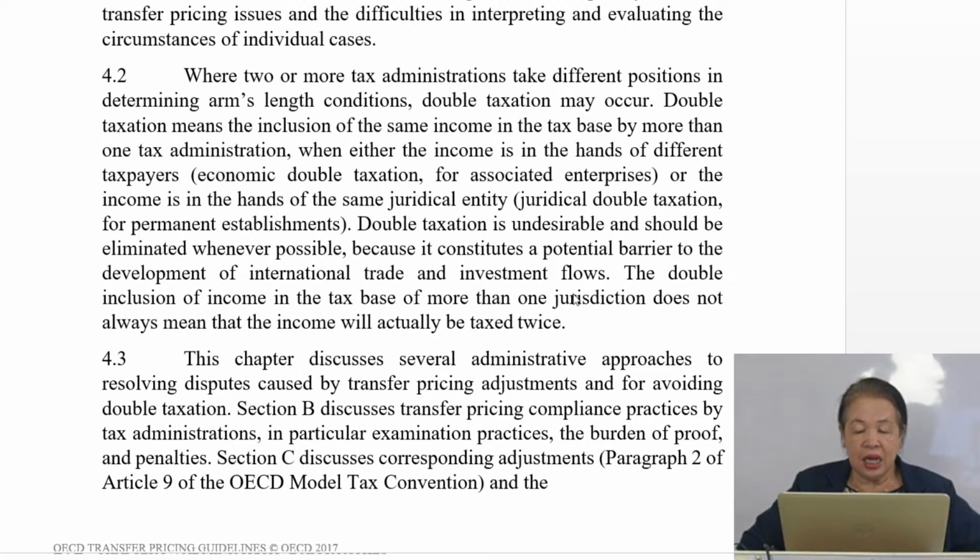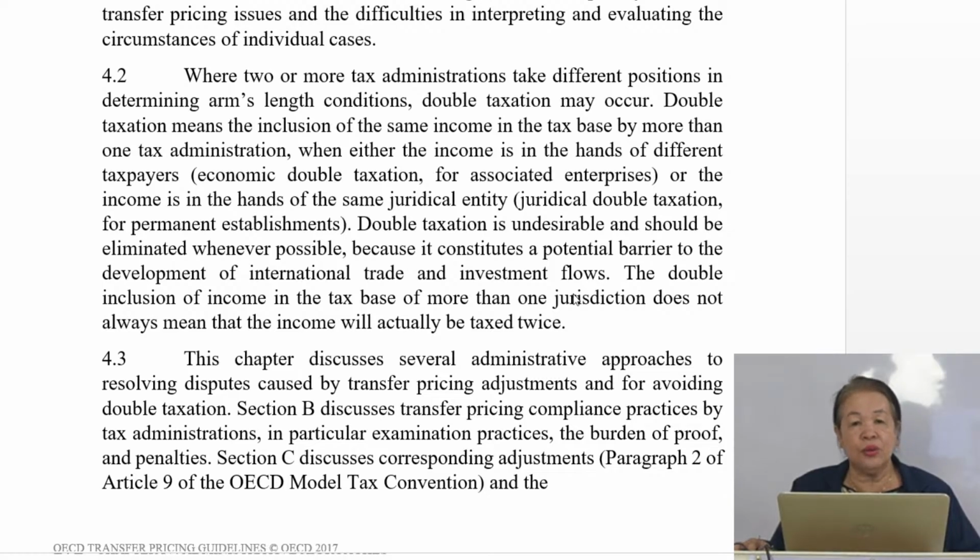Wala na matitira. The double inclusion of income in the tax base of more than one jurisdiction does not always mean that the income will actually be taxed twice, especially if the income in the other country is not taxable, or there is a very low interest rate or no tax at all. This chapter discusses several administrative approaches to resolving disputes caused by transfer pricing adjustments and for avoiding double taxation.